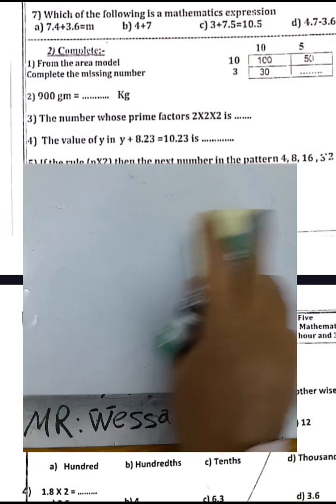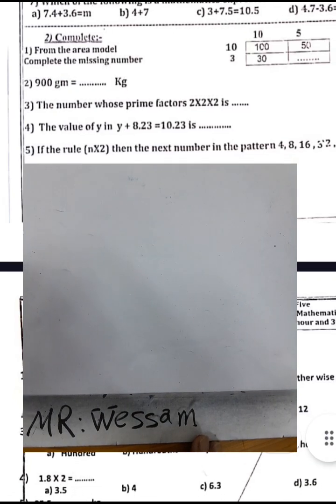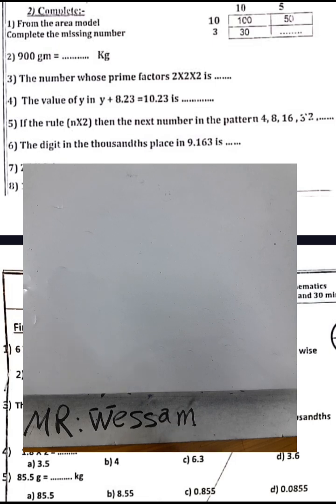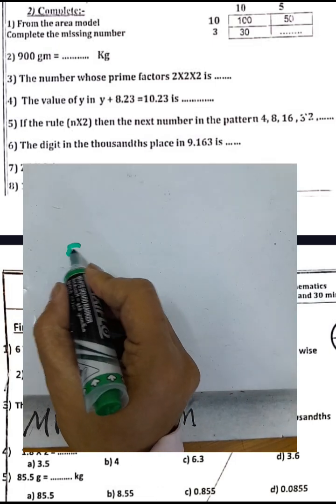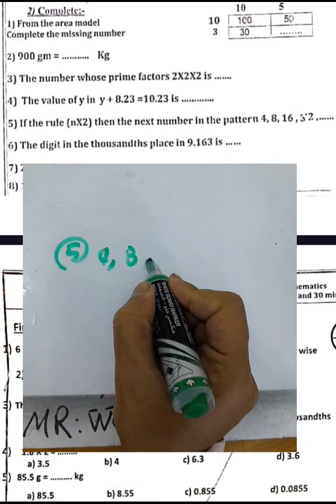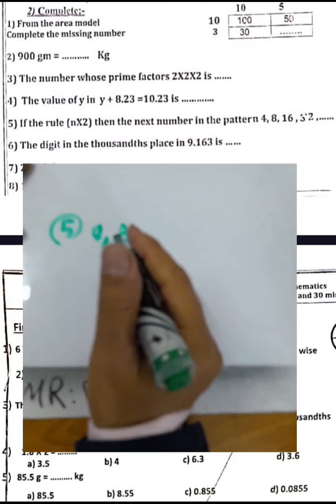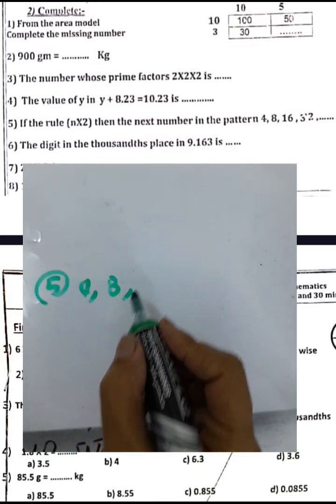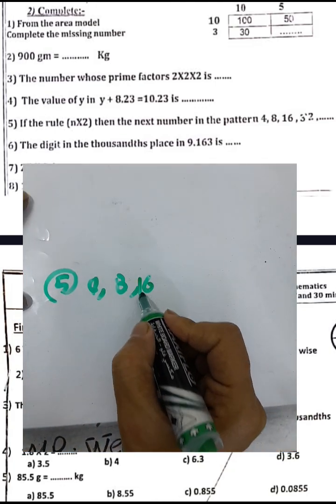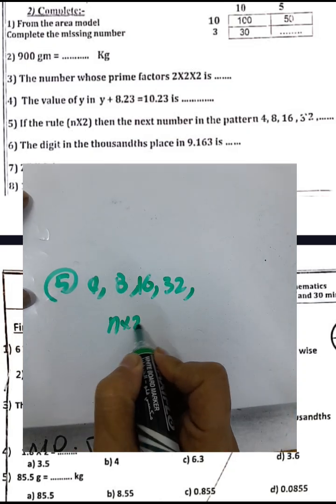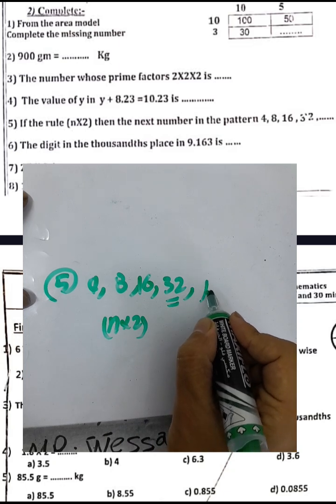Question 5. The rule is n times 2 to get the next number. In this example number 5, we have 4, 8, 16, and 32 multiplied by 2. 32 times 2 will be 64. Then the result will be 64.